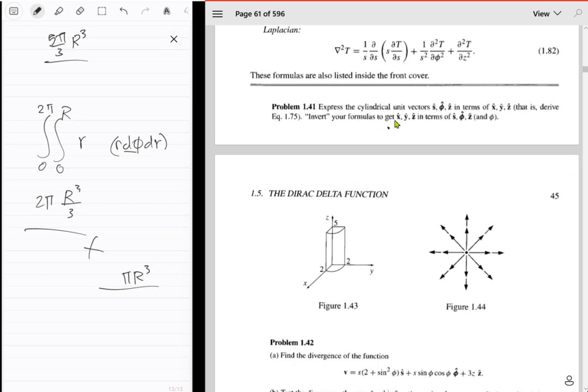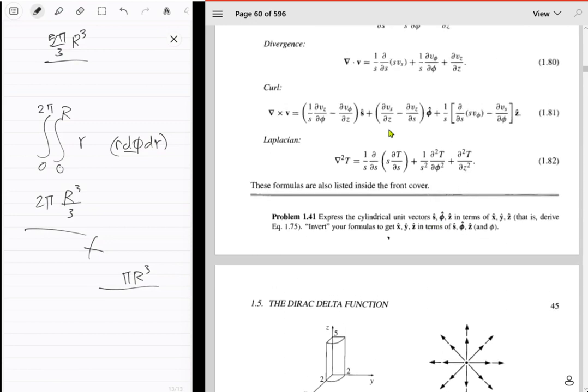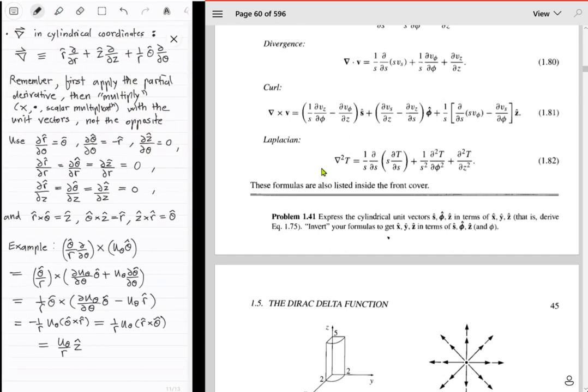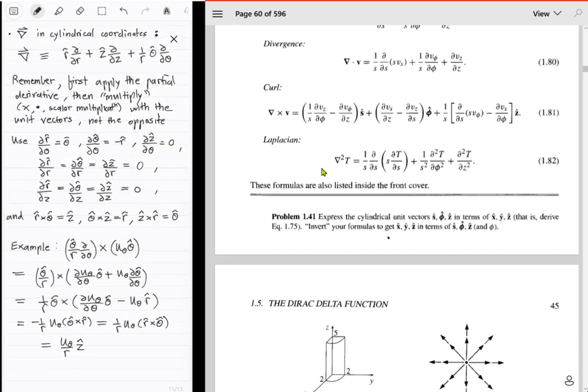Express the cylindrical unit vectors in terms of x hat, y hat, z hat. And z hat is z hat, of course. What about s hat? I think s is what they are calling the r, right? So this r, where did that go? Right, this r is what they're calling s. I think sometimes people call it rho as well, or whatever.